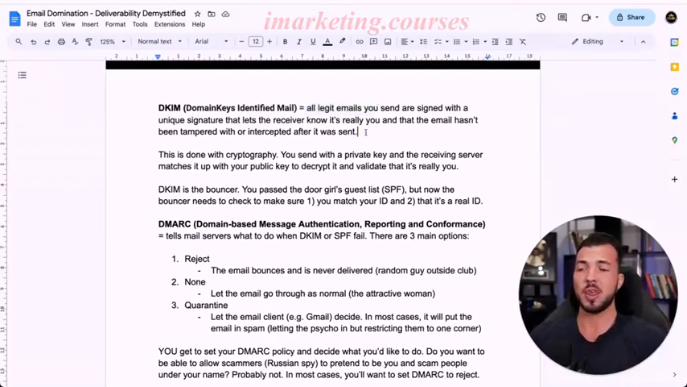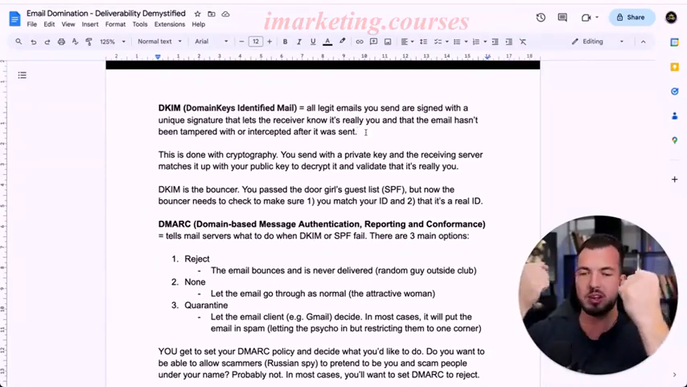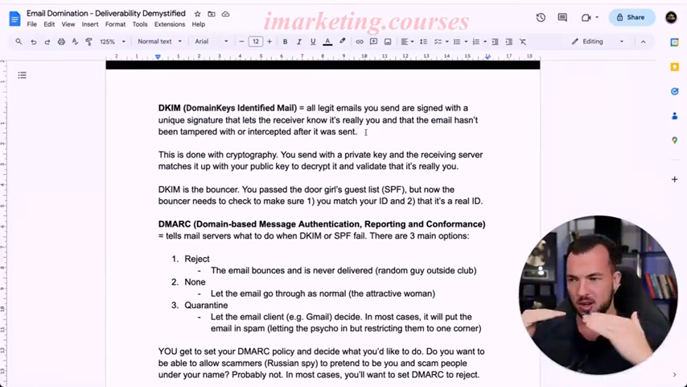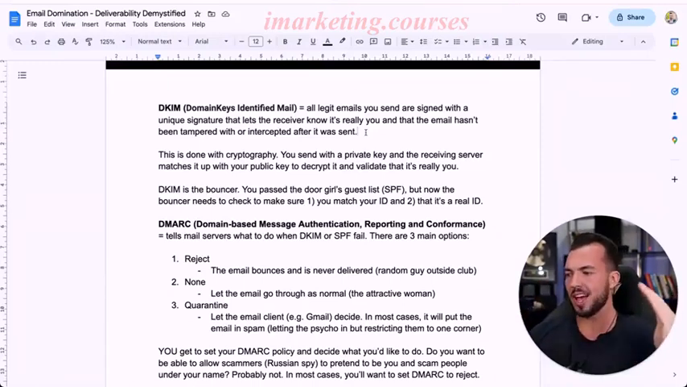So it makes sure that it left your inbox and it landed in the person's inbox exactly as it was sent. It didn't change, it wasn't intercepted or replaced or whatever. Between here and here, when it was sent and when it was received, it just went straight there in a beeline. It's like your drunk friend at a club.